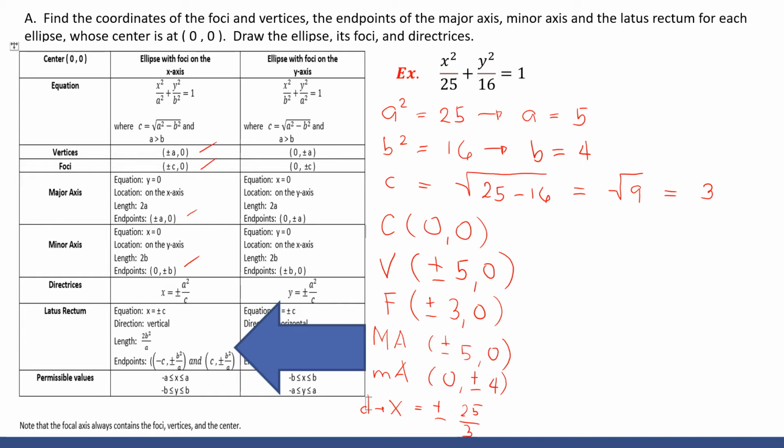And then, lattice rectum endpoints, dito na lang natin isulat sa taas. Lattice rectum endpoints, negative c, that is negative 3. And then, plus minus what? Plus minus b squared, which is 16. Okay? And then, over a, that is 5. So, ito yung isa sa ating endpoints. And then, the other is positive 3, which is c, and then plus minus b squared, that is 16 over 5. So with this, pwede na tayo mag-create ng ating graph.